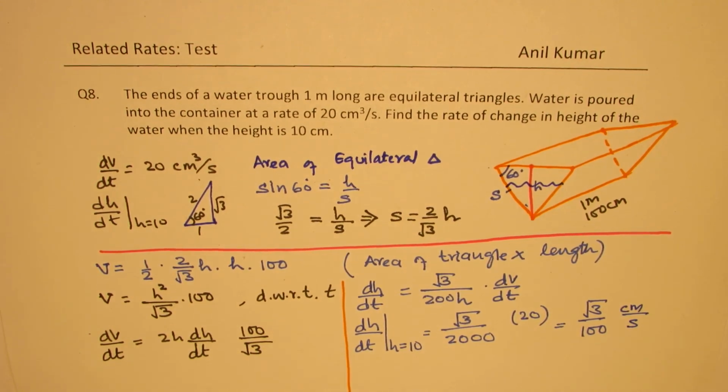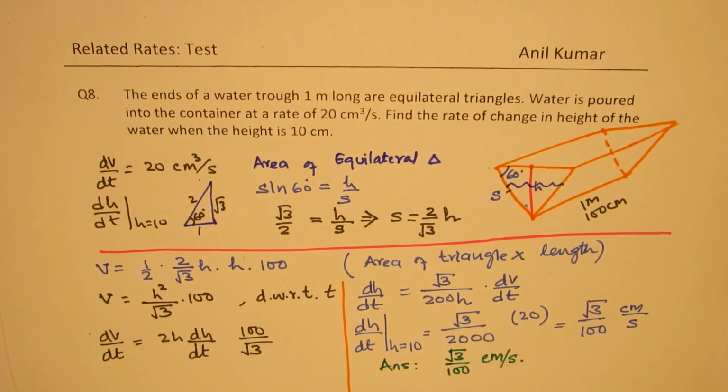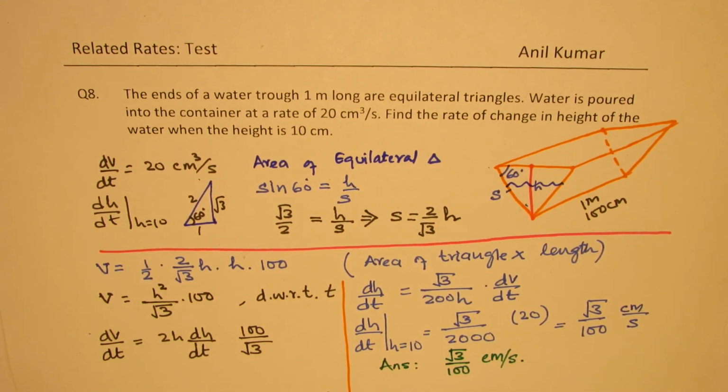So that's how we're going to get our answer. So our answer is square root 3 over 100 centimeters per second. Is that clear to you? So I hope with this you understand how we should be solving questions based on rate of change, correct?